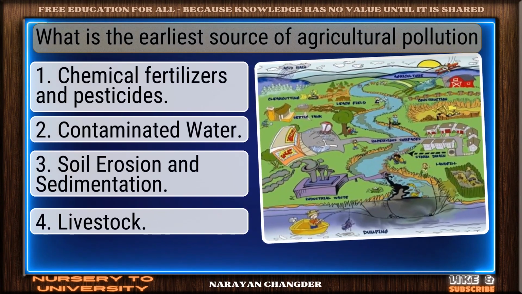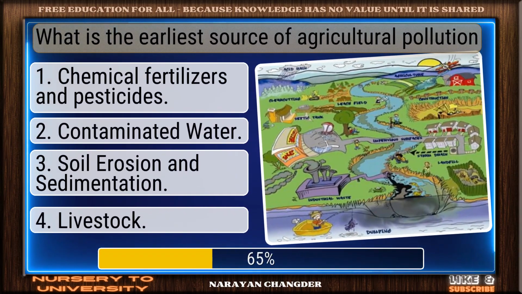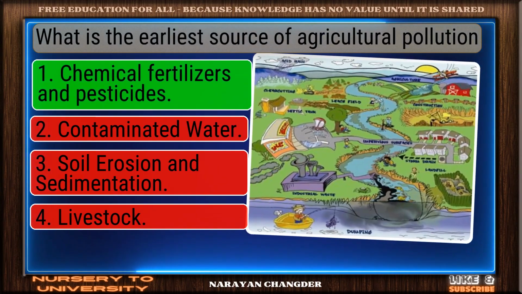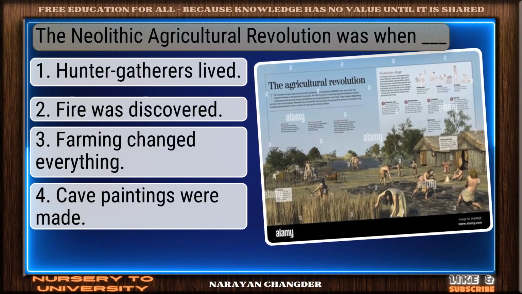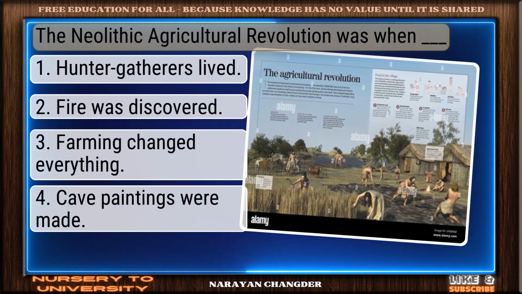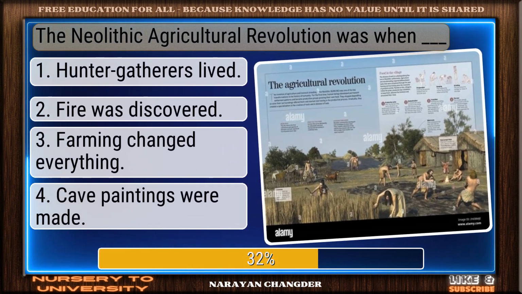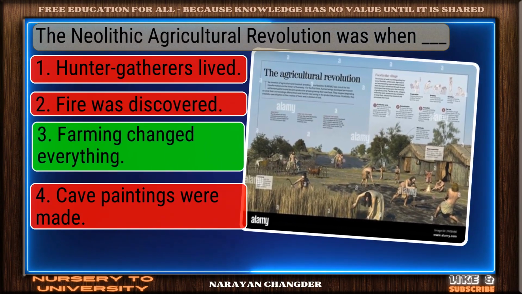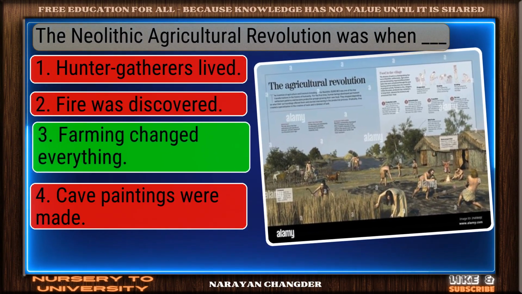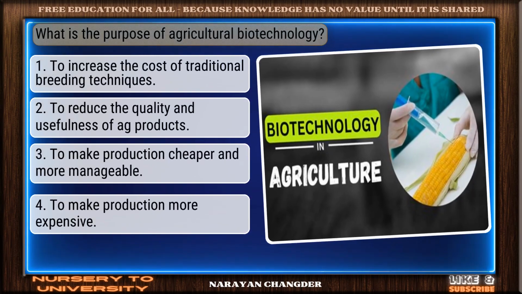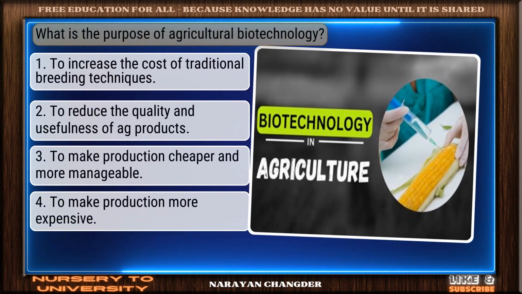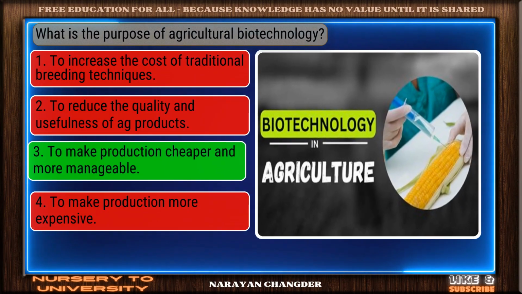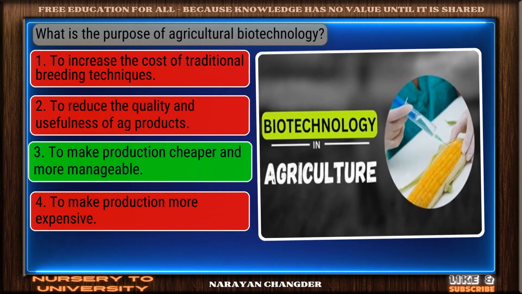What is the earliest source of agricultural pollution? Smart pick. Chemical fertilizers and pesticides is the correct choice. The Neolithic agricultural revolution was when dash. Good job. Your answer, farming changed everything, works well here. What is the purpose of agricultural biotechnology? You're right. To make production cheaper and more manageable is the correct answer.